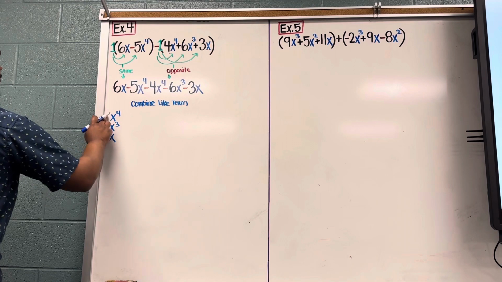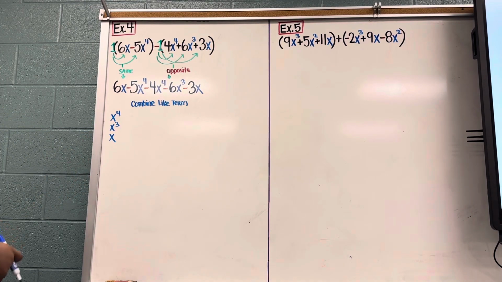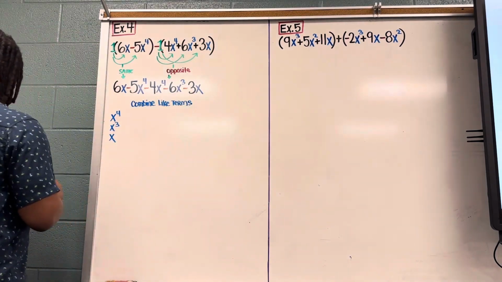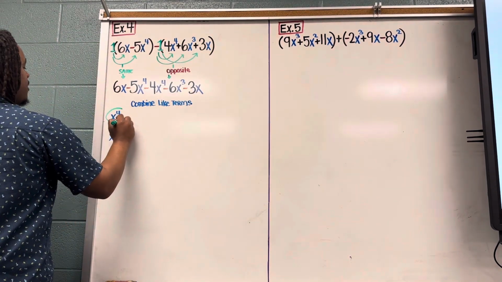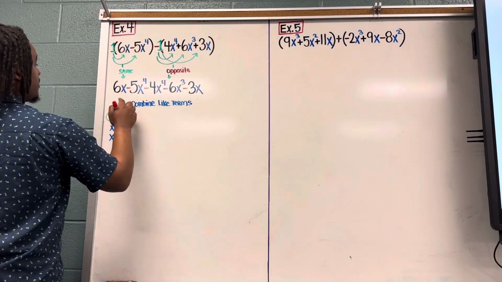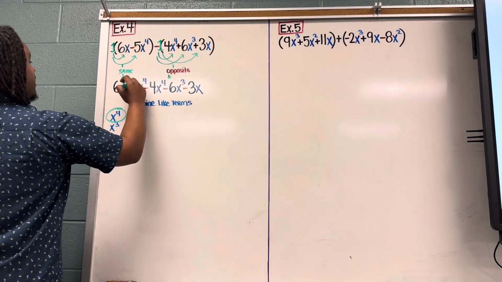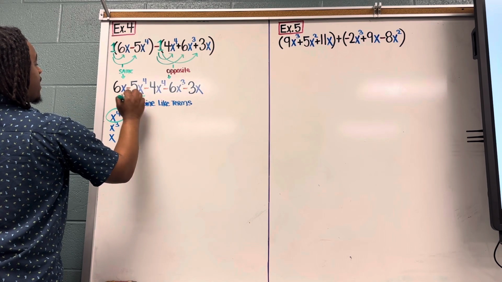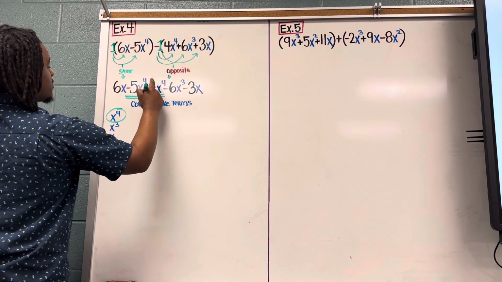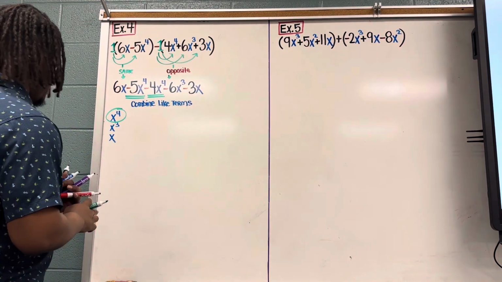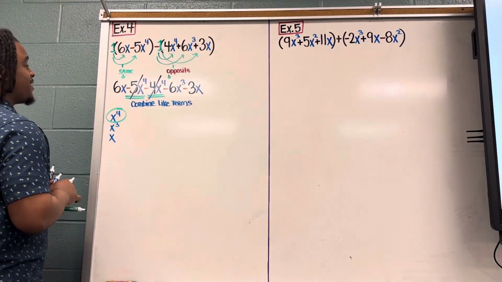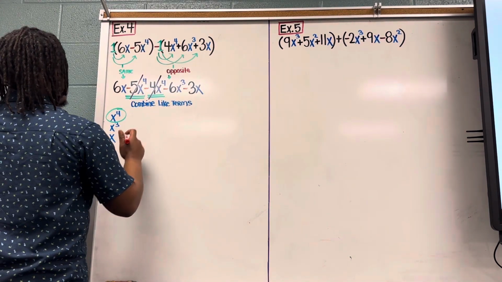So here are the 3 groups that we need to combine all like terms. I'm going to combine all like terms that are x to the 4th power, which is negative 5x to the 4th power. I have to also include that negative sign. And then negative 4x to the 4th power. Negative 5 plus negative 4 equals negative 9. So that's going to turn out to be negative 9x to the 4th power.